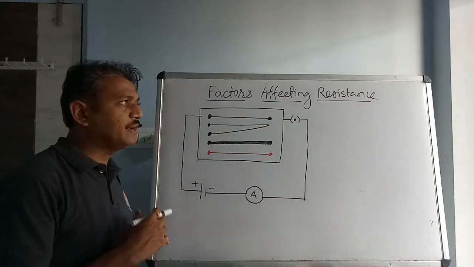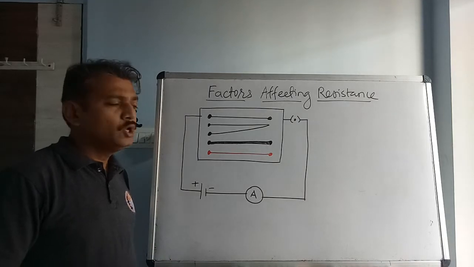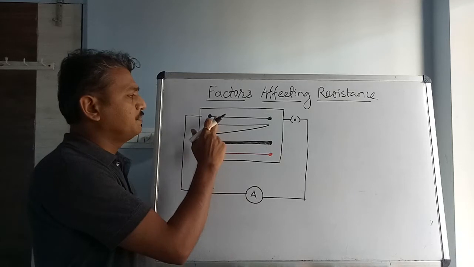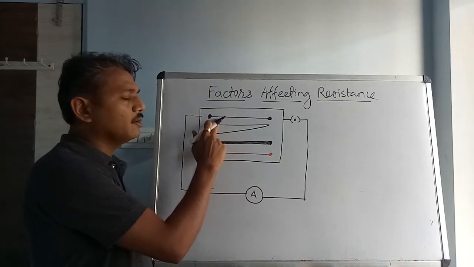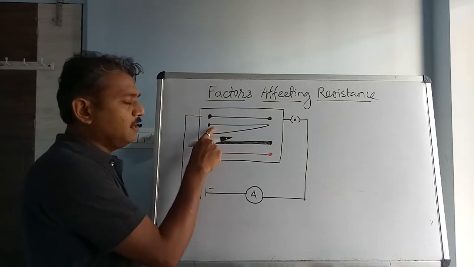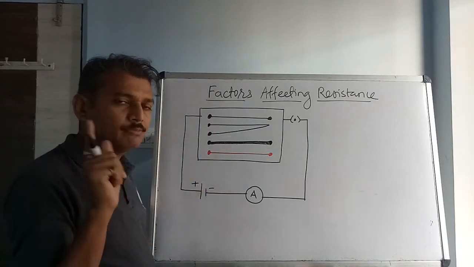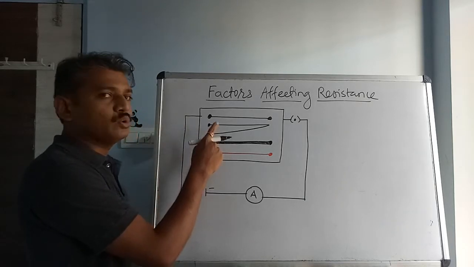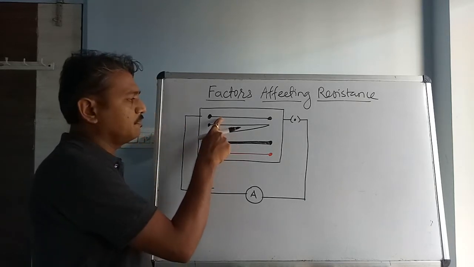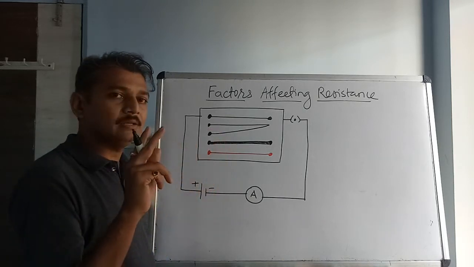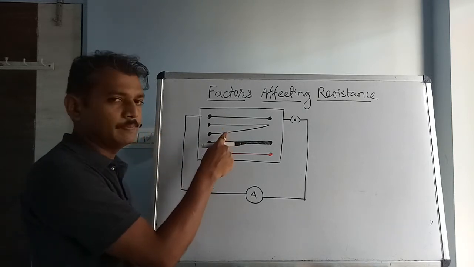Now, factors affecting resistance. Here is a circuit diagram. In the first case, I have taken a wire of a certain material. I have taken a second wire of the same material. This is important, take it properly. The second wire is also of the same material as the first. The only difference is that the second wire has exactly double the length of the first one.